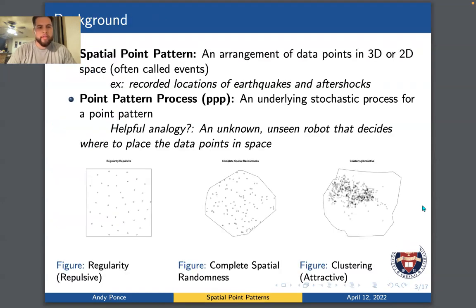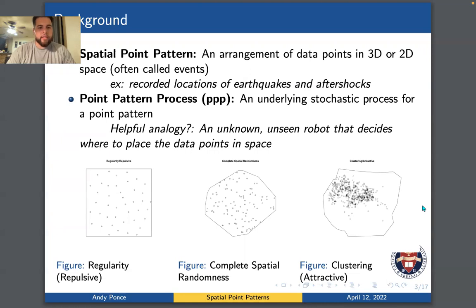So let's start with some definitions. The first one is for the spatial point pattern. A point pattern is just an arrangement of data points in three-dimensional or two-dimensional space, and we usually call these data points events. The example that I like to think about is the locations of earthquakes and their aftershocks. The data that's more valuable is the locations where they're happening, because we care about where these earthquakes are occurring.